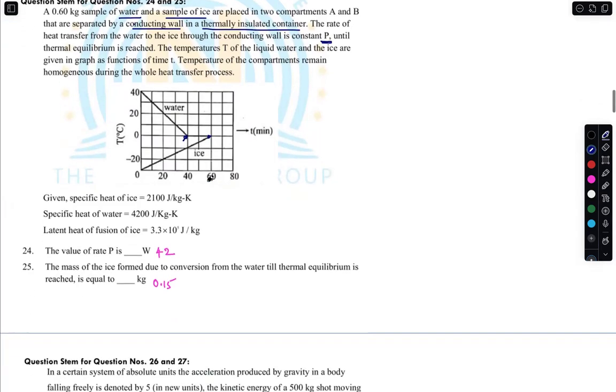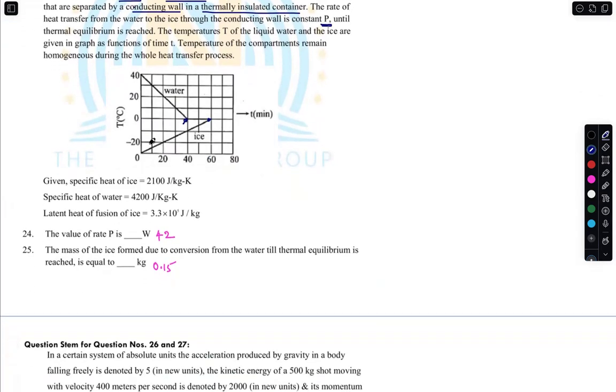Now, may I ask a question here? What is plotted along Y? It is plotted temperature. Now, P is M ice, specific heat of ice, dT by dt. That's the deal. And you can see that here ice goes 0 minus 30. This part is minus 30 for ice.